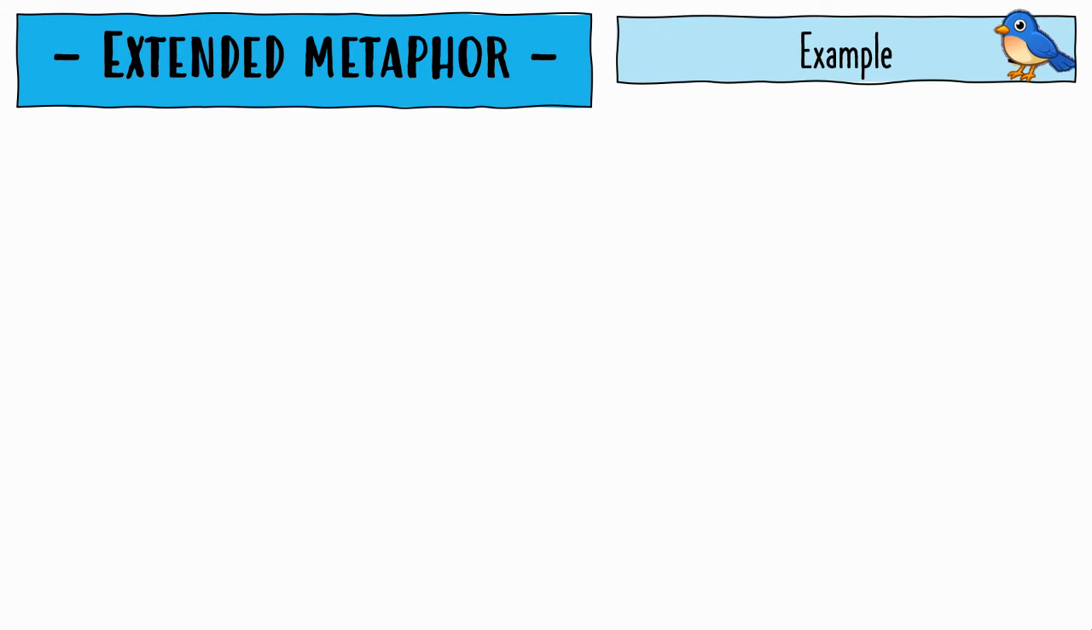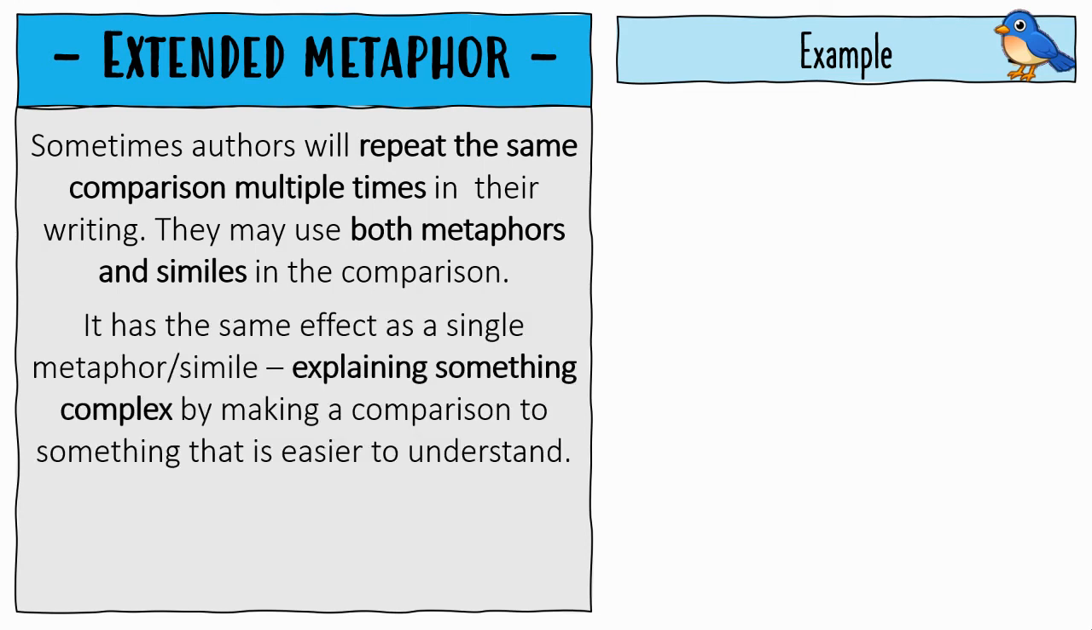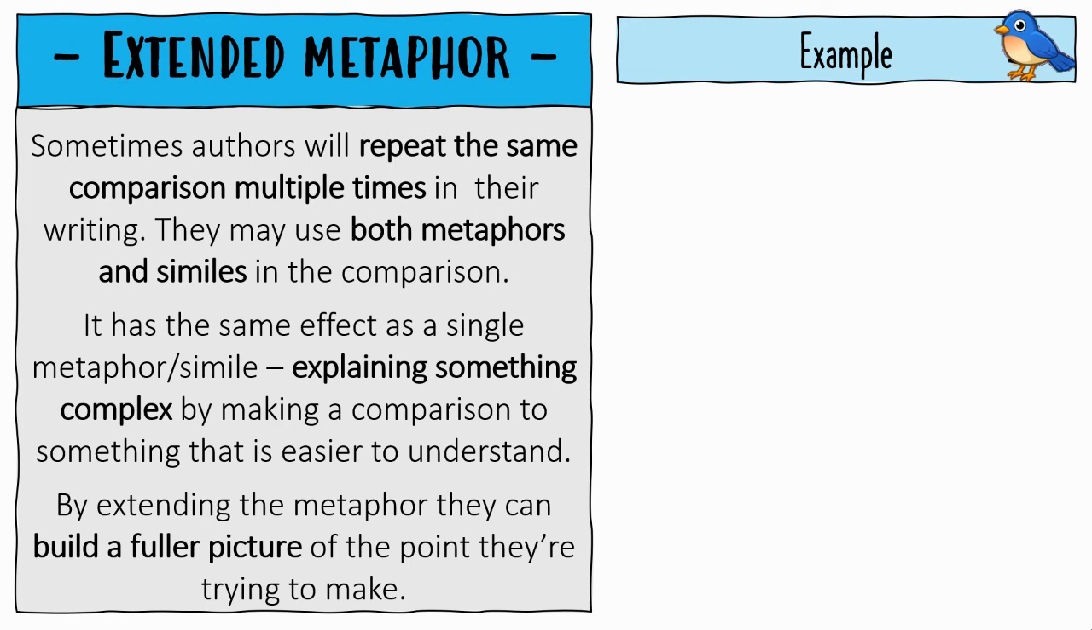Here's another thing to do with similes and metaphors, and it's something called an extended metaphor. This is when an author repeats the same comparison multiple times in their writing, and they might use both metaphors and similes in the comparison. It has the same effect as a single metaphor or simile. It's explaining something complex by making a comparison to something that's easier to understand or that you can picture in your mind. But because they're extending or stretching out that metaphor, that comparison, they can build a fuller picture of the point they're trying to make.